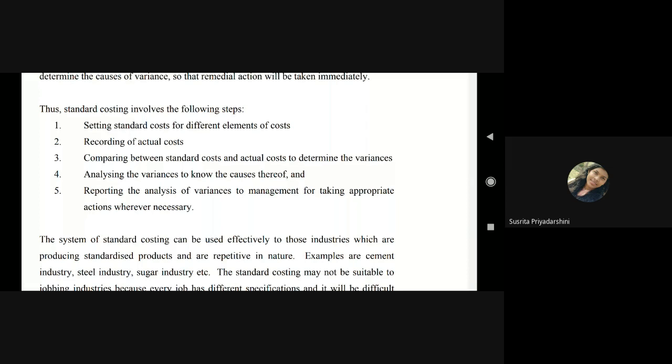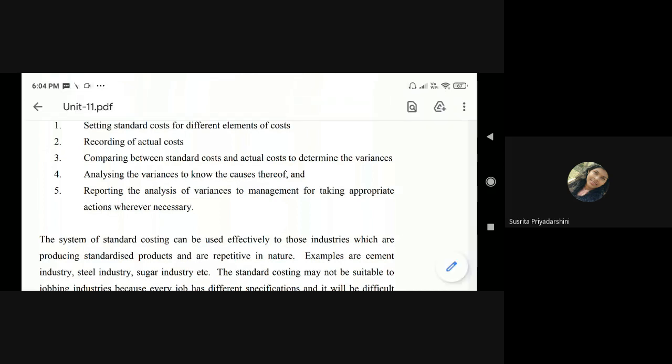So the first one is setting standard cost for different elements of cost. Elements of cost we had already discussed in our cost sheet part. Elements here means you can find the material, labor, overheads. So these are the elements of cost, or expenses, and all the direct and indirect division will be made. All the direct will be called prime cost and indirect will be called overhead. So this is the element of cost.